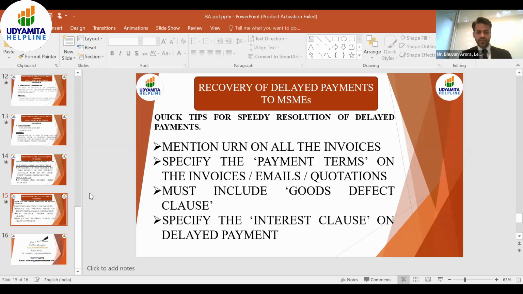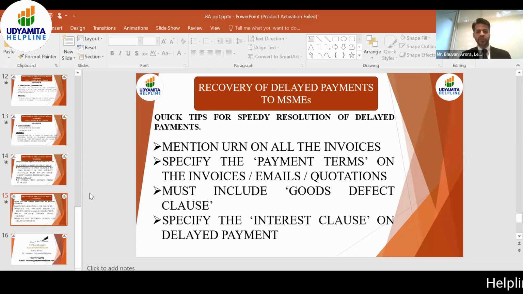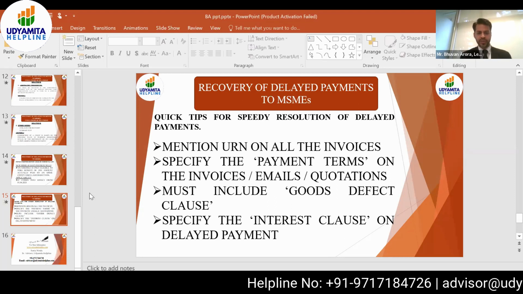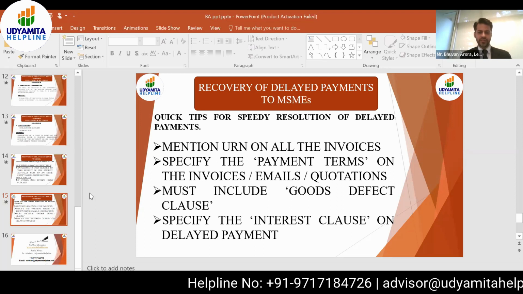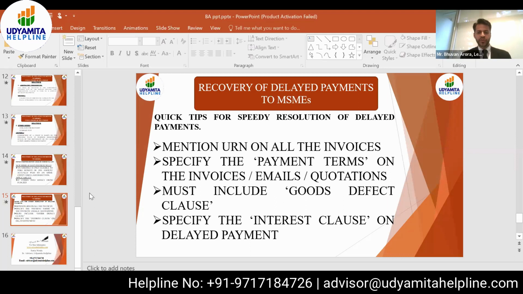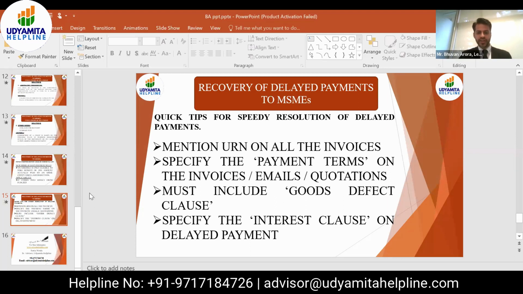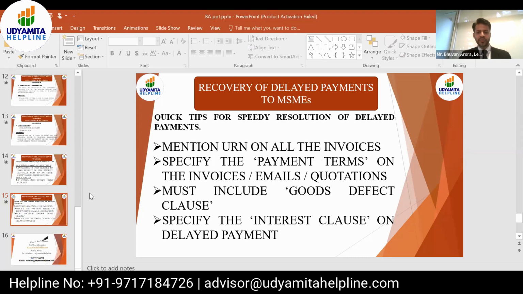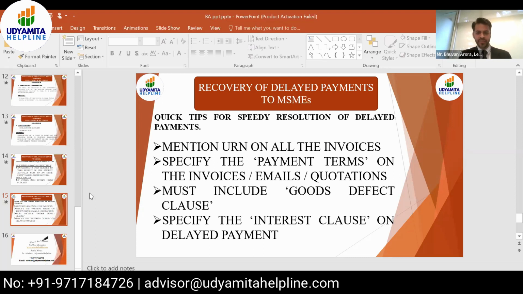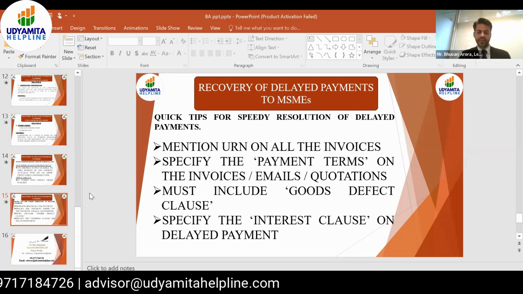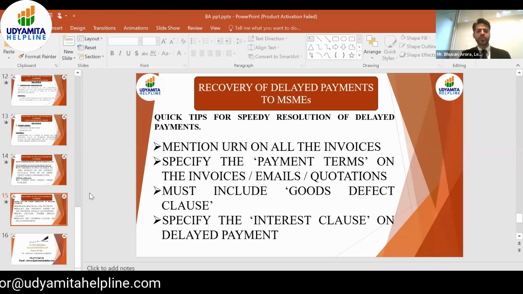Then we must include a goods defect clause because this is a very valid reason which is being taken by the buyers, that goods were not up to the mark or the services were not up to the mark. So if we include a goods defect clause, which would usually state that if there is a defect, then intimate us within a period of 7 days from date of delivery. If not intimated, it will be deemed that goods are delivered and there is no defect. Such a goods defect clause we must include in our invoices.